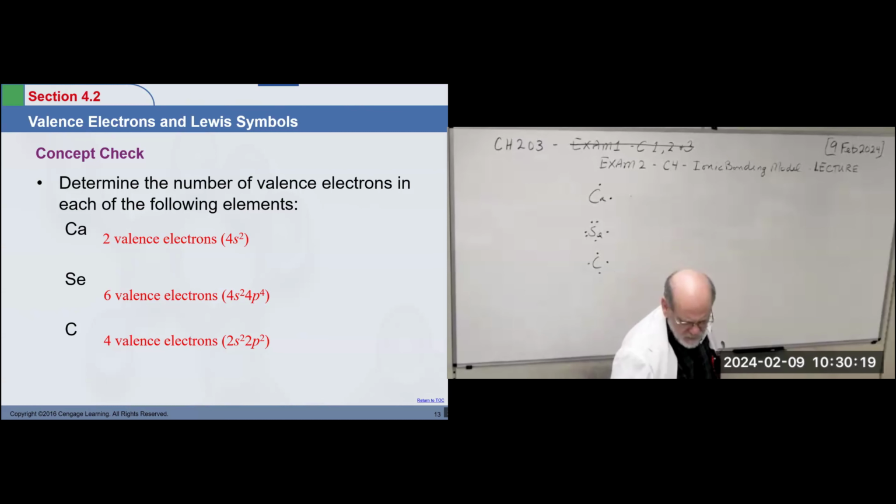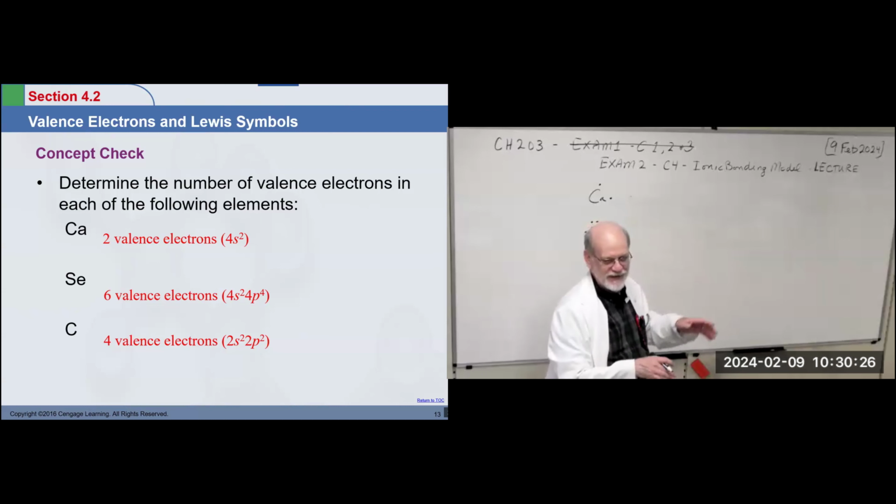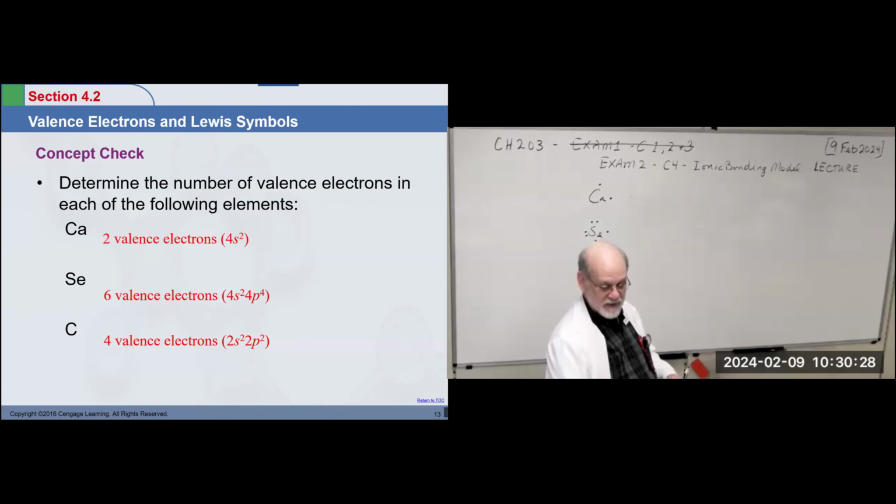I thought we were going to draw, oh, I misread it. Determine the number of valence electrons. All right, so I went a step further and drew the Lewis dot structure based upon how many valence electrons it has.